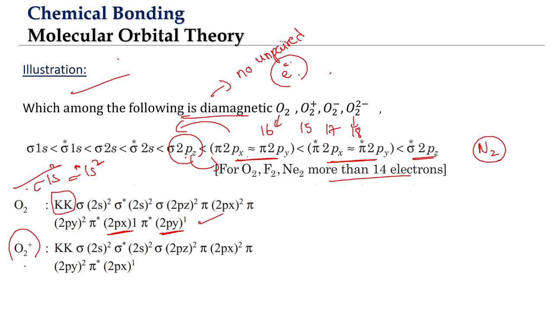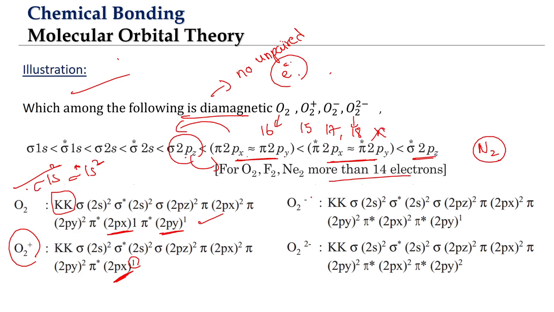What about O2 plus? O2 plus means we are now filling 15 electrons. So when you are filling, only pi star 2px will get 1 electron. We will not have an electron to give to pi star 2py. In O2, with 16, we give 1 electron here and 1 electron here. But since O2 plus has only 15, only pi star 2px will have 1 electron. You can see this still has an unpaired electron.